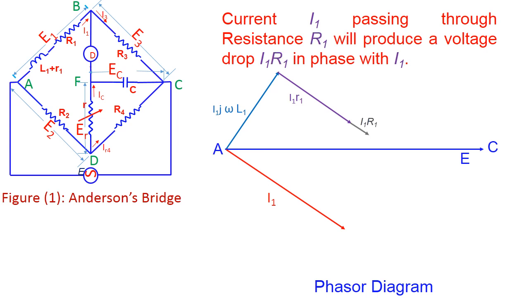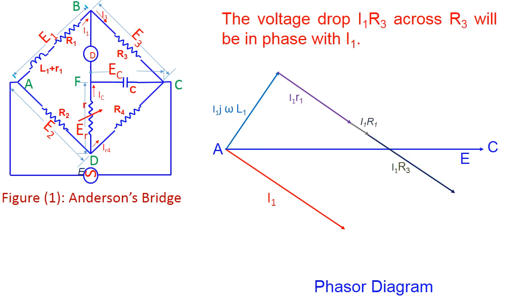Current I1 passing through external resistance R1 will produce a voltage drop I1 R1 that should be in phase with I1. This has been shown in the diagram, which is parallel to I1. Consider the voltage drop across resistance R3. The voltage drop I1 R3 across R3 will be in phase with I1. In the phasor diagram, this voltage drop has been represented by phasor I1 R3, which is parallel to I1.